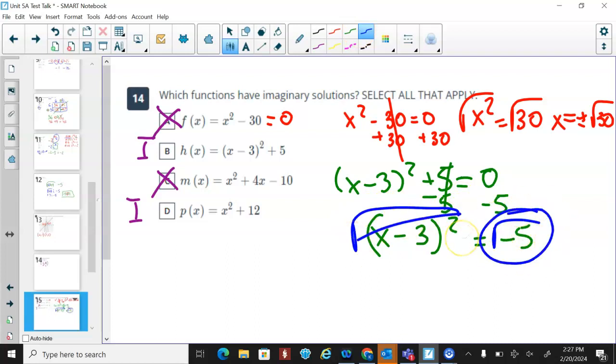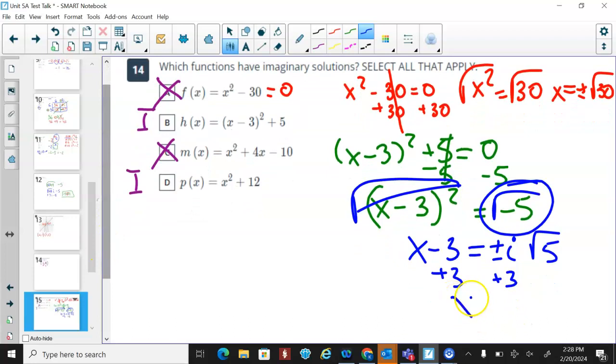Boom, this tells me it's a negative. Negative means i underneath the radical. So I get x minus 3 equals plus or minus i root 5, okay, and then all I have to do is move the 3, okay? So again, for this one, x will equal 3 plus or minus i root 5. Okay, so right there, this is imaginary, which will have imaginary solutions, all right?